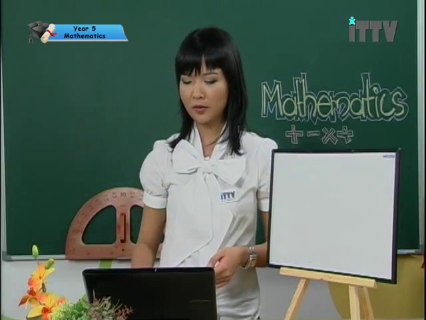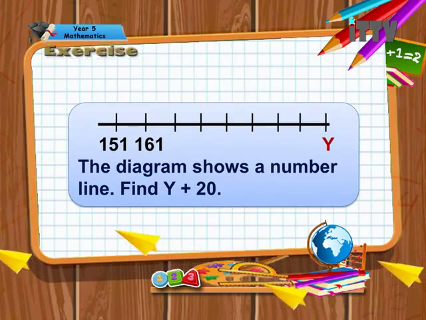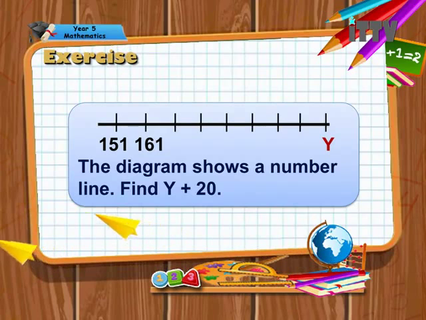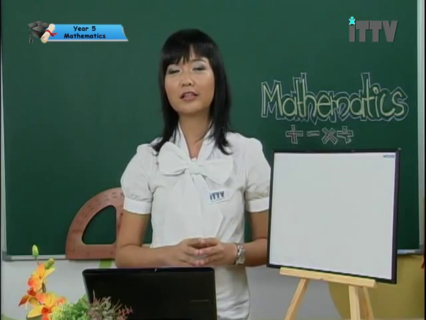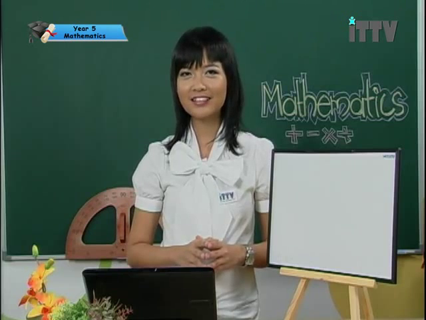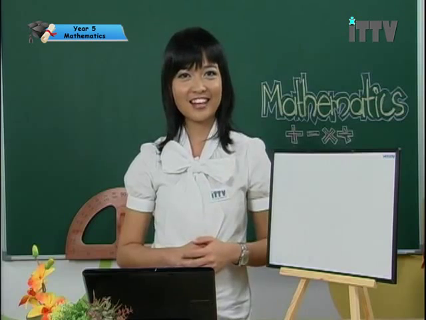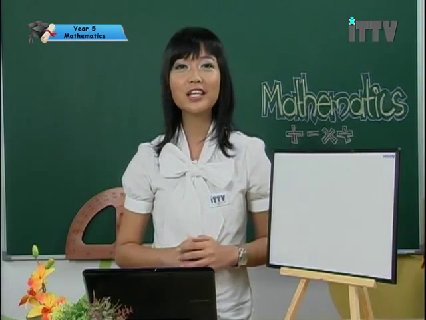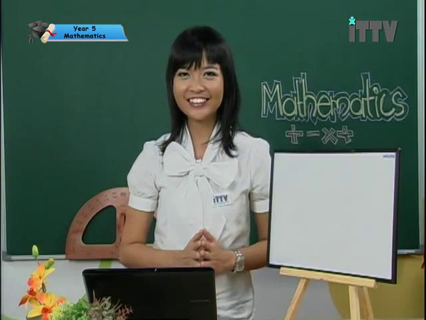Now, one last one. Okay, copy down the diagram. The diagram shows a number line. Find y plus 20. You can use the same method that we used just now, okay? But remember, the question wants you to find y plus 20. We will check the answers together in the next lesson. So be sure before you tune in, do all your questions and we'll check them together, alright?